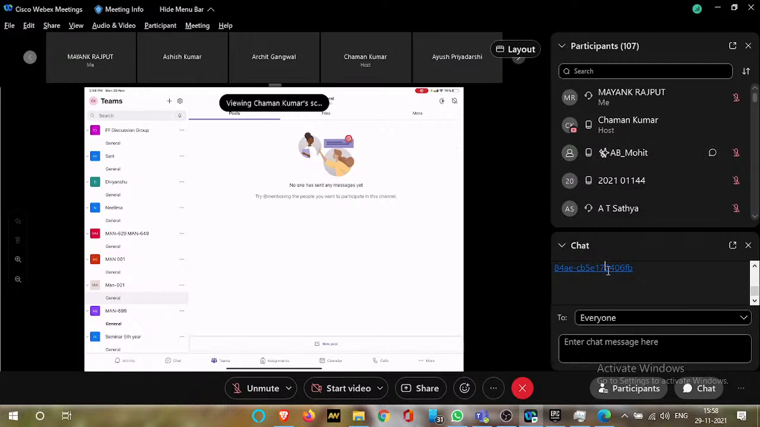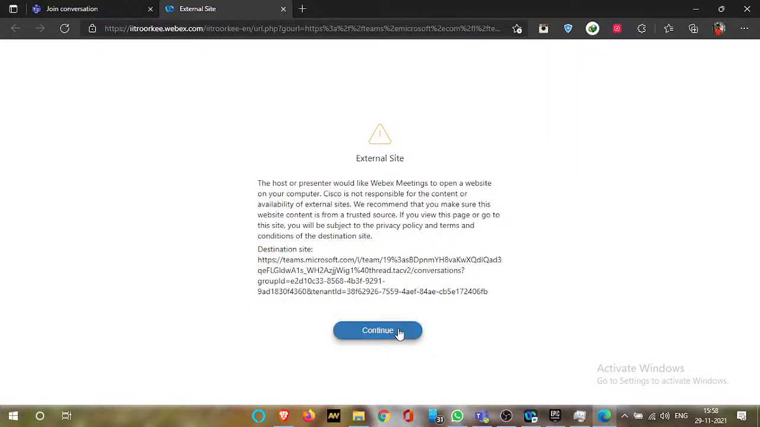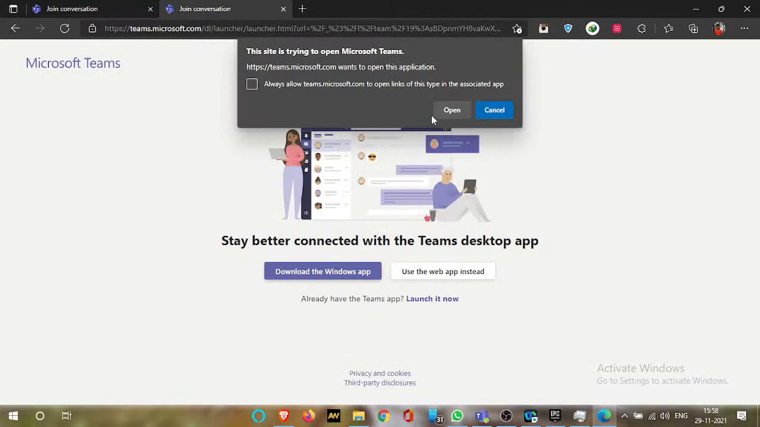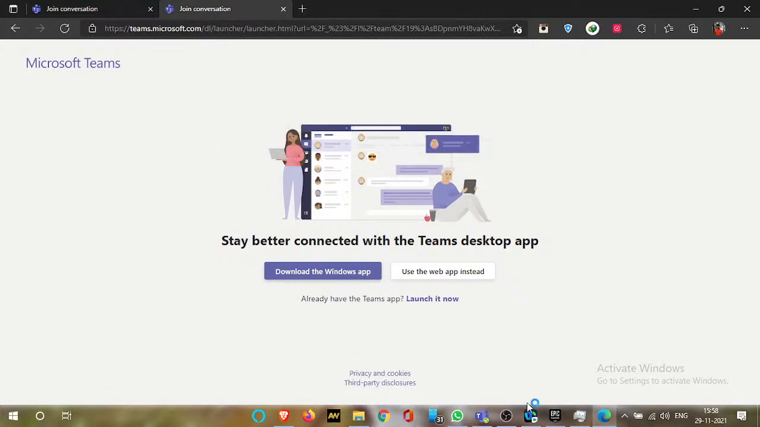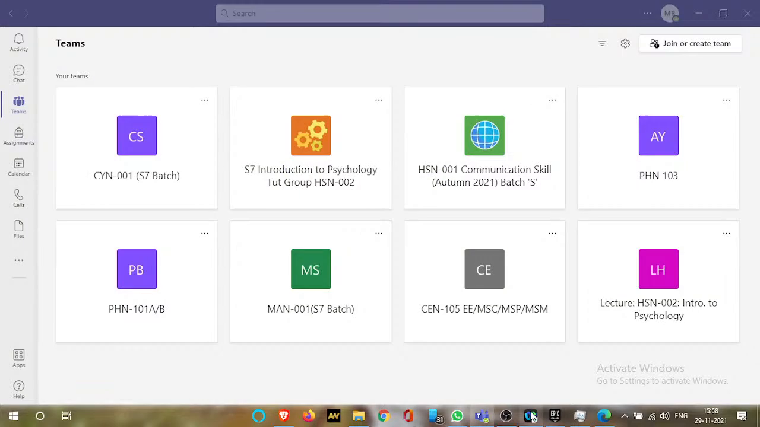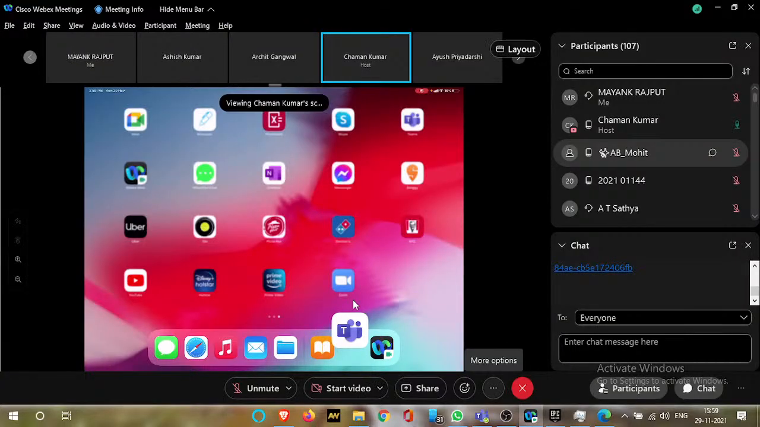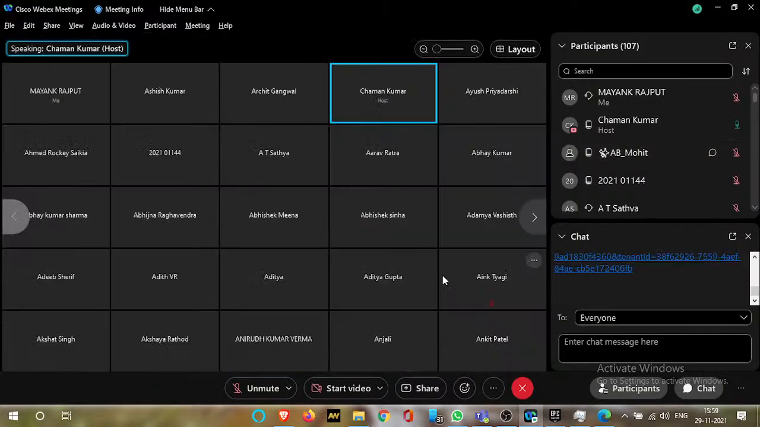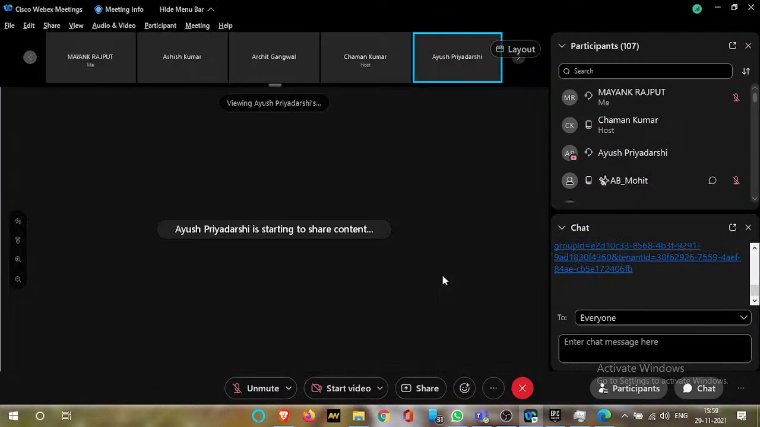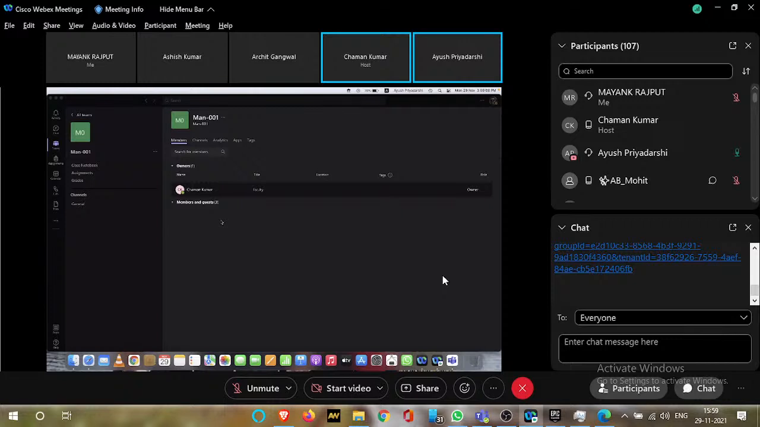So should I share my screen and show how to generate a code? Yeah, that will be helpful. So for that, I need to stop sharing. Yes, sir. Okay. Yes, sir. So can you see my screen? No, not yet. Yeah, now I can see your screen.